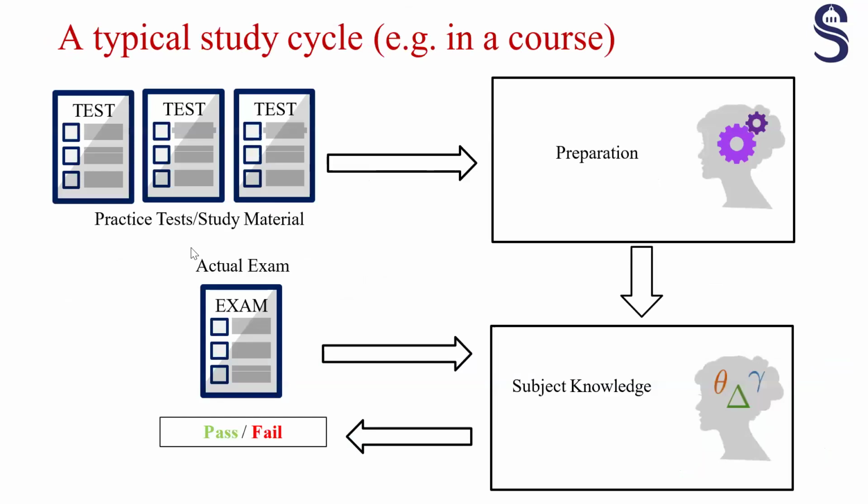And how does it work? You give them some tests, some data, some practice, etc., right? This is obviously a human being's exams, not ML. So you study, you are given some tests, some study materials, test papers. Based on that, you prepared something. Based on what you have prepared, you got some knowledge about the subjects, and then you are giving an exam, right?